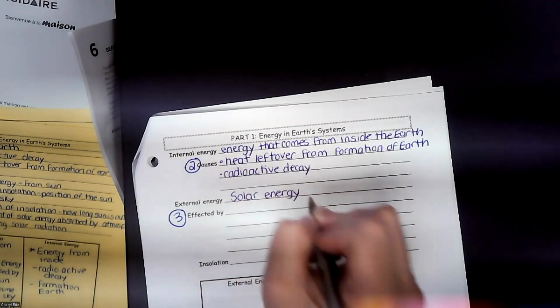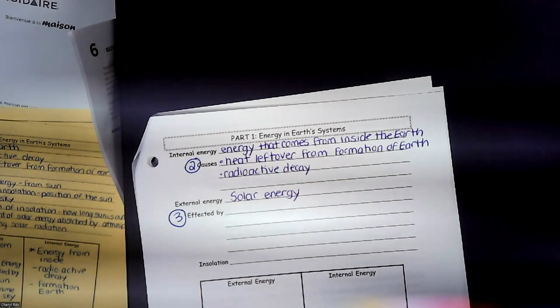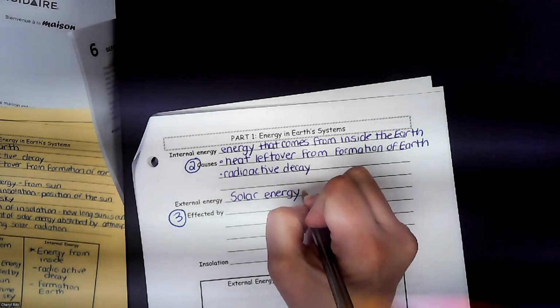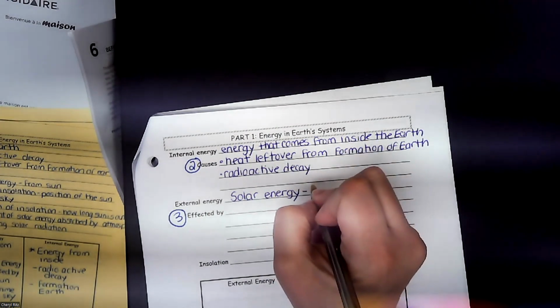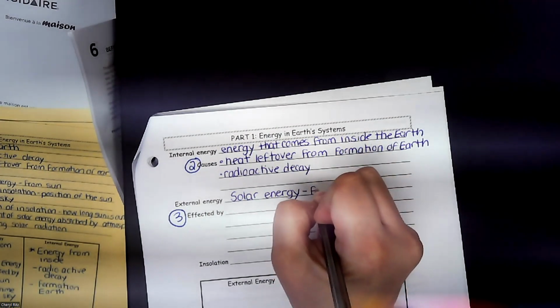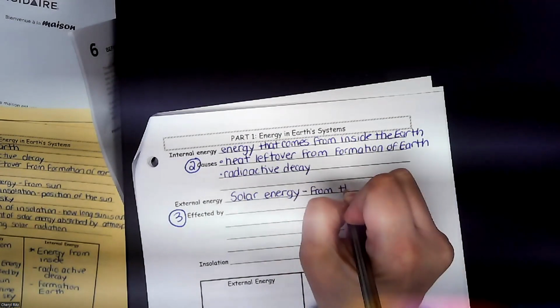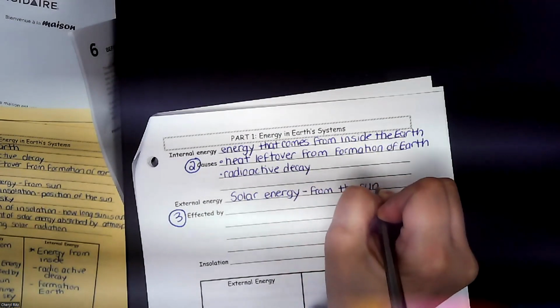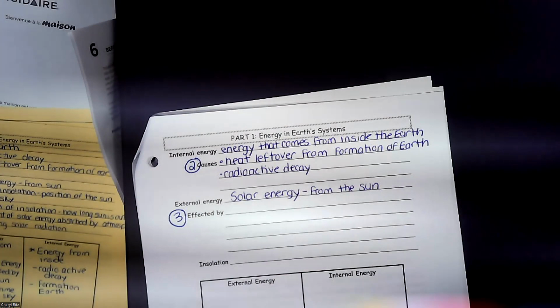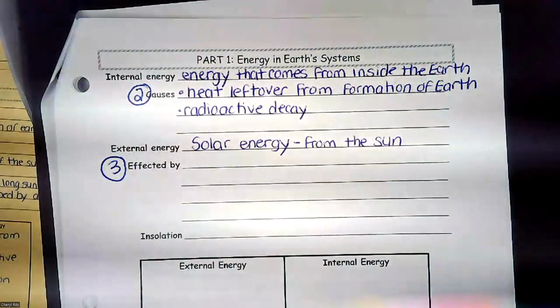Right, you did kind of have to put 2 and 2 together. So the energy from the sun is our external energy. So solar energy, if you do not know what solar energy is, I'm going to just say from the sun. If you are fully aware that solar energy is energy from the sun, you don't need to put that second part.